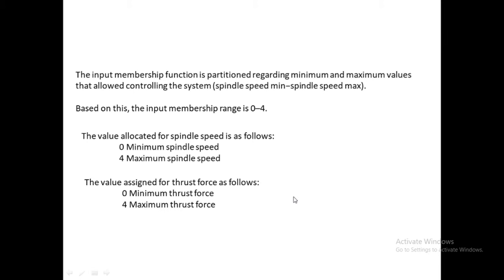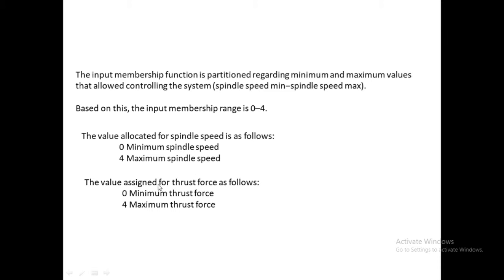Okay, so the input membership function is partitioned according to the minimum and maximum values allowed for controlling the system, which is spindle speed minimum to spindle speed maximum. Based on this, the input membership range is 0 to 4. According to our previous tables, I explained how the minimum and maximum spindle speed occur. Here you see the values allocated for spindle speed: 0 is denominated for minimum spindle speed, and 4 is denominated for maximum spindle speed.